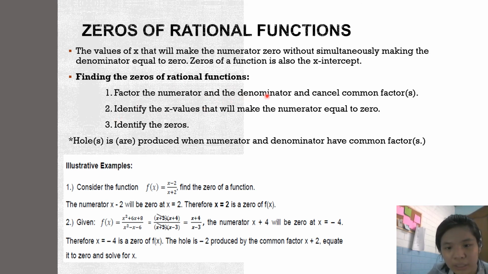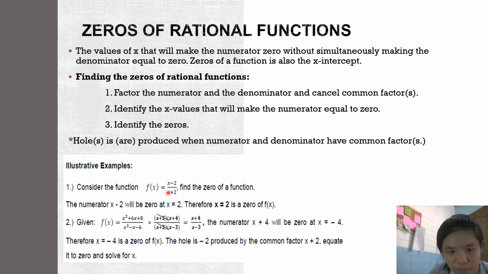Factor the numerator and the denominator and cancel the common factor, of course. Identify the x value that will make the numerator equal to 0, and identify the zeros. Holes are produced when the numerator and denominator have a common factor. To identify the zeros of a rational function, it's just like solving for the x-intercept. So, let's illustrate some examples.